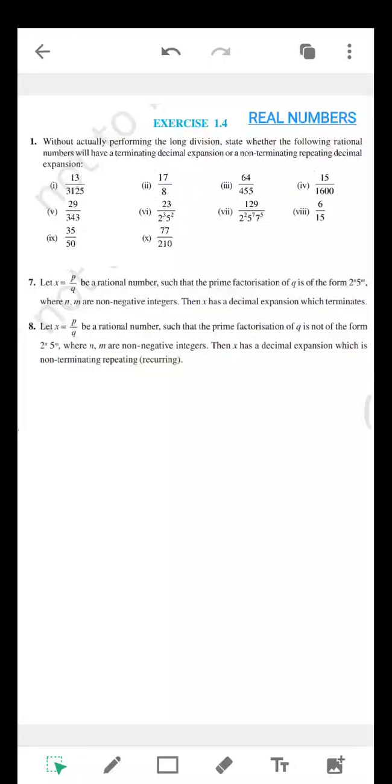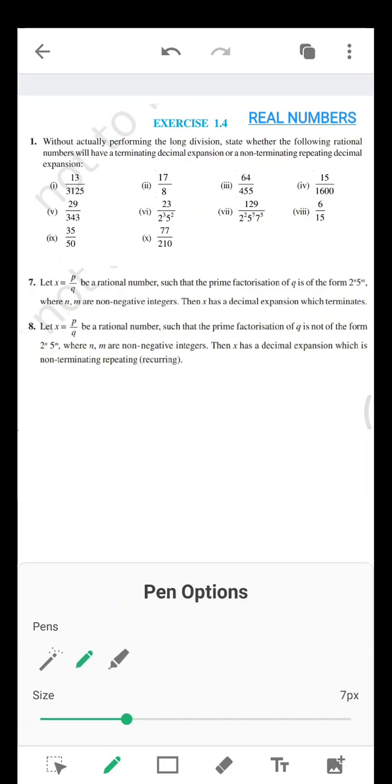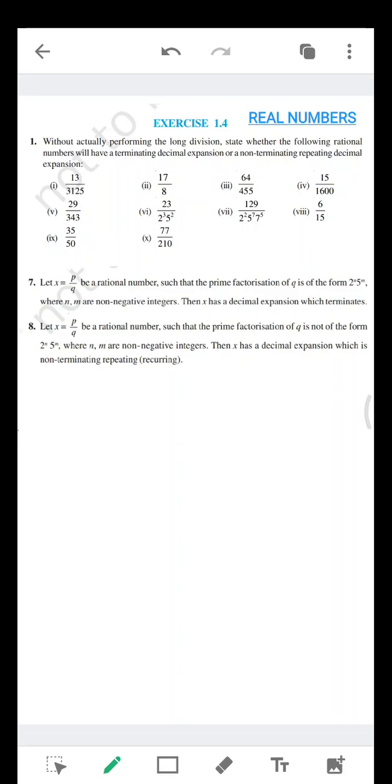Welcome back everyone. So in today's session we are going to see exercise 1.4 of real numbers. In this exercise we have to check without actually performing the long division. We have to say whether the following rational numbers will have a terminating decimal expansion or a non-terminating decimal expansion. So without actual division you can see there are 10 different fractions given here in the first question.